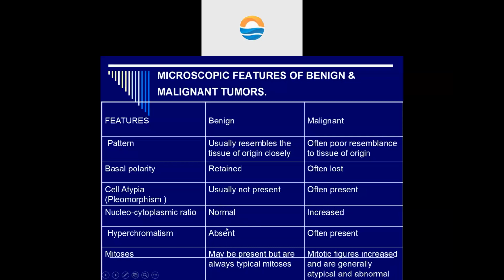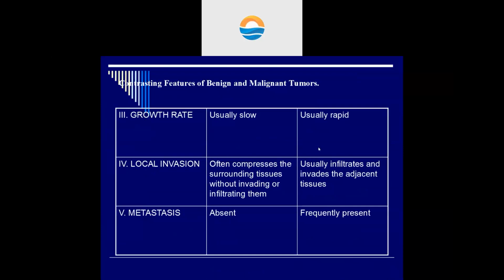Hyperchromatism in benign tumors is absent and present in malignant tumors. Mitosis may be present, but they are always typical mitoses. In malignant tumors, the mitotic figures are increased and are generally atypical and abnormal. Growth rate is usually slow in benign tumors and rapid in malignant tumors.